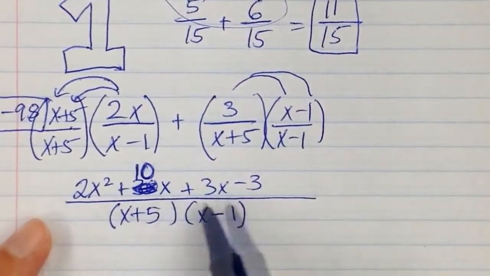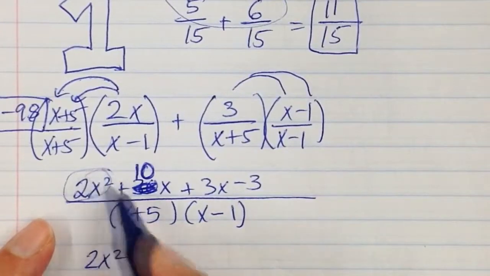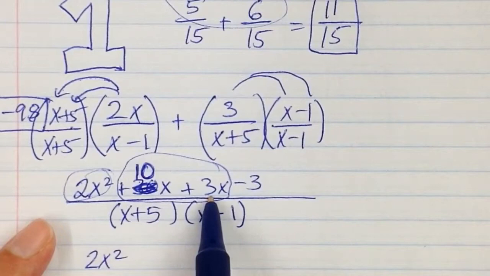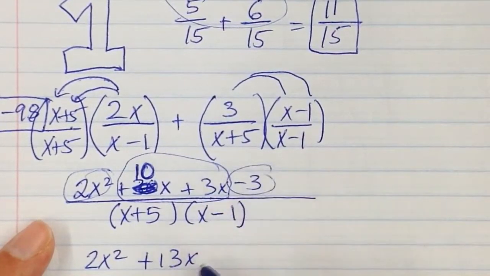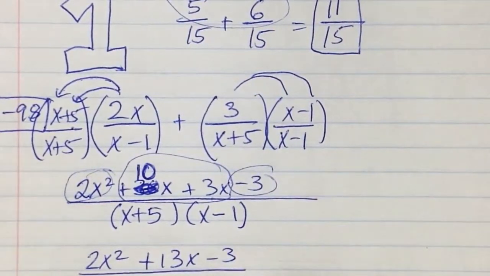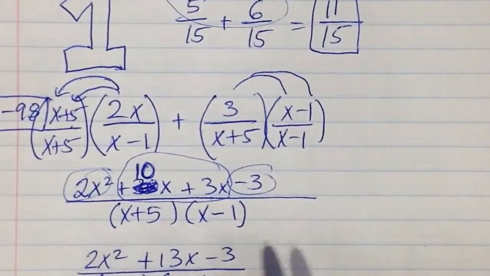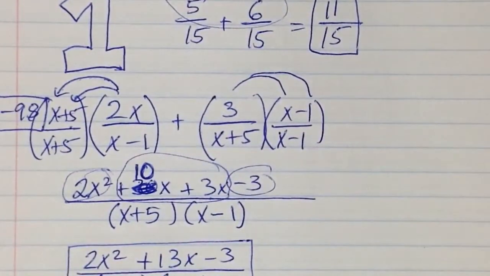Okay. So now we combine like terms. The 2x squared is by itself. Then we can combine the two middle terms, 10x plus 3x, 13x, and then the minus 3 at the end. So we have a nice trinomial there that may or may not be able to be factored. I don't think this one factors. And again, the denominator, you don't have to multiply it out. Don't make it into a trinomial. We just leave it like that, and that is how you add two fractions that have x's in them. Okay?